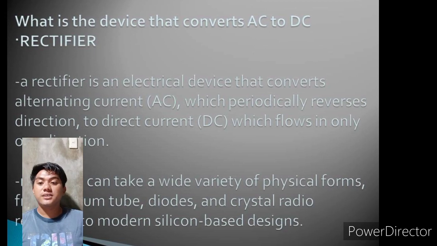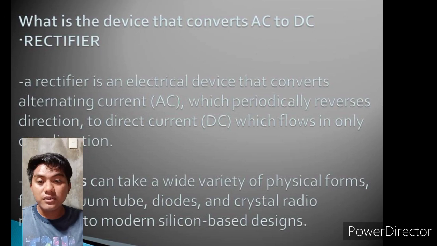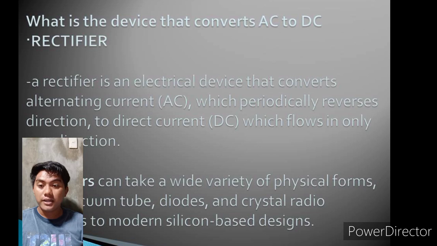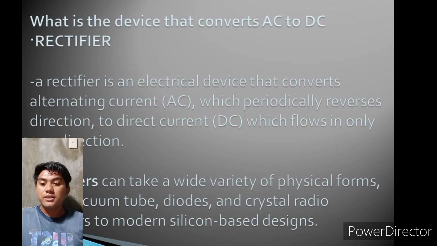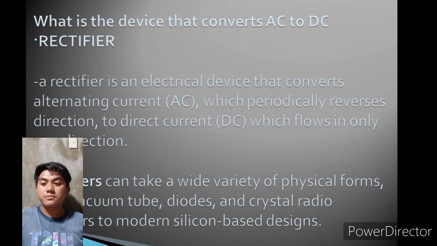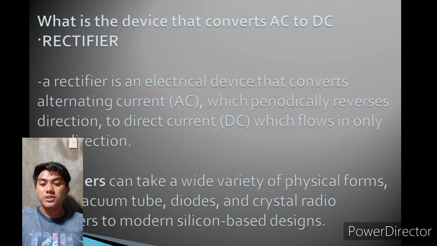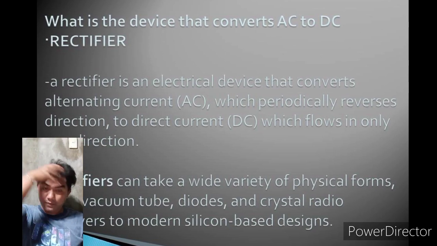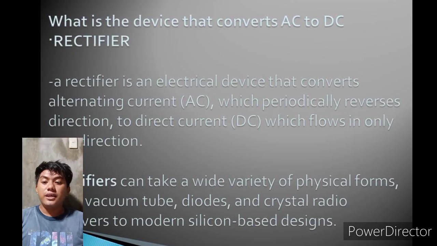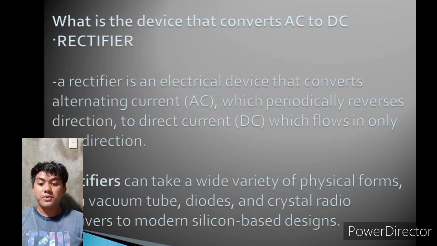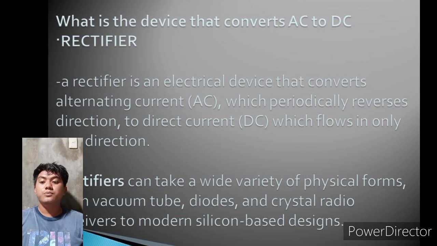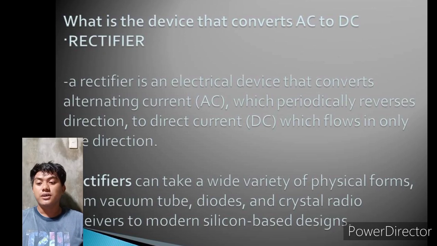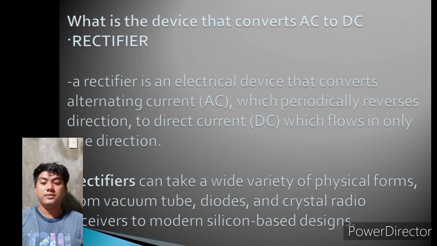What is the device that converts AC to DC? A rectifier. A rectifier is an electrical device that converts alternating current, AC, which periodically reverses direction, to direct current, DC, which flows in only one direction. Rectifiers can take a wide variety of physical forms, from vacuum tube diodes and crystal radio detectors to the modern silicon-based designs.